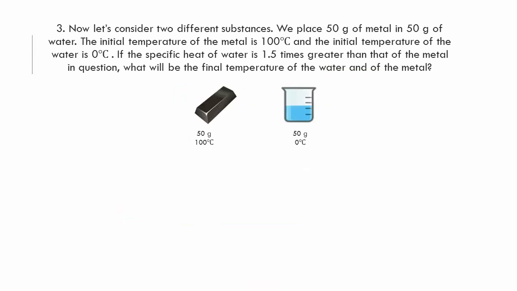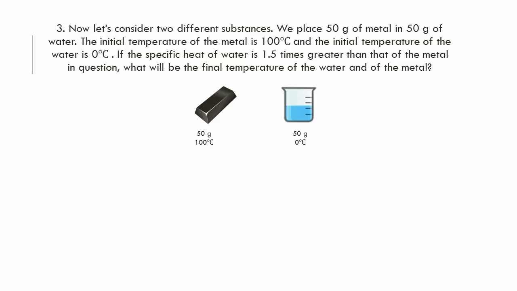Now let's consider two different substances. We place 50 grams of metal in 50 grams of water. The initial temperature of the metal is 100 degrees, and the initial temperature of the water is 0. If the specific heat of water is 1.5 times greater than that of the metal in question, what will be the final temperature of the water and of the metal?